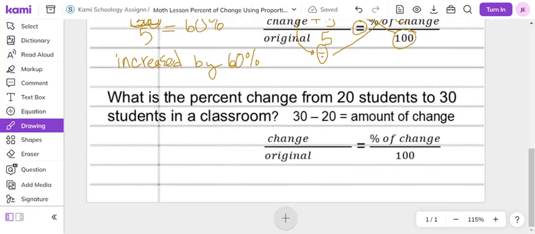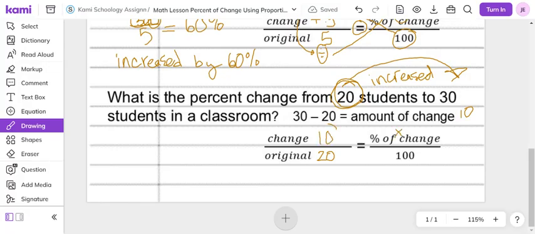And here's another example. What is the percent change from 20 students to 30 students in a classroom? So we're going from 20 to 30. So we're going to look at the original amount. And then we had some students join the classroom. So did it go up or down? The number of students increased. It got larger. It went from 20 to 30 students. And how much did it increase by? 30 minus 20, it went up by 10 students.